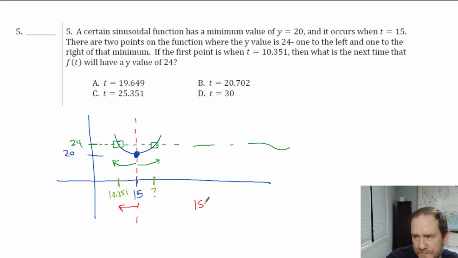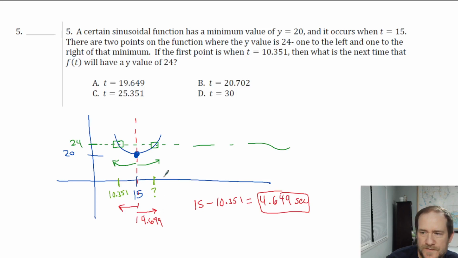Well, it's whatever 15 minus 10.351 is, which of course is 4.649 seconds. So based on symmetry, the next time that we're at that same height would be 4.649 seconds later. So we know the next time that we're at that height is 15 plus 4.649, which is 19.649. So it's that A value right there.